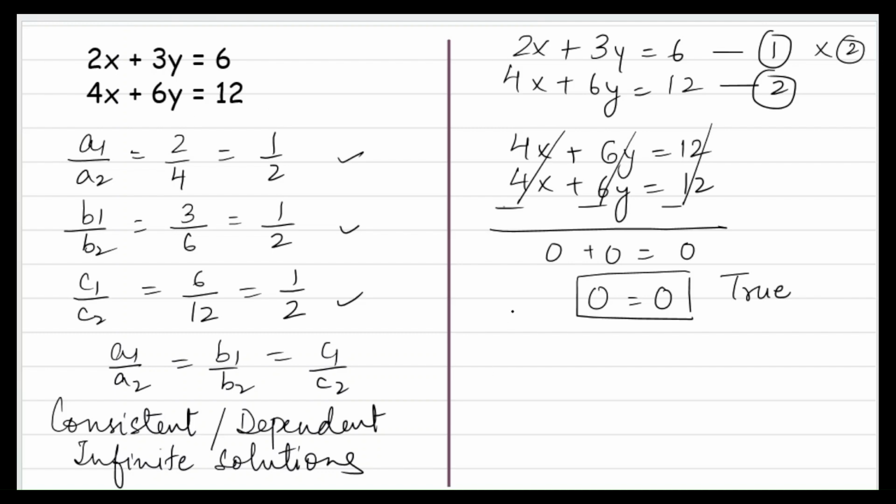Why does this happen? Because basically these two equations are same. One of the equations, like this second equation, is just the multiple of the first equation. If you multiply this equation by 2, like I did here, I get both the equations exactly the same. So when the equations are dependent on each other, like one is a multiple of the other, the equations are basically same. And in that case, we have infinitely many solutions. The system is called consistent and it is called dependent as well.